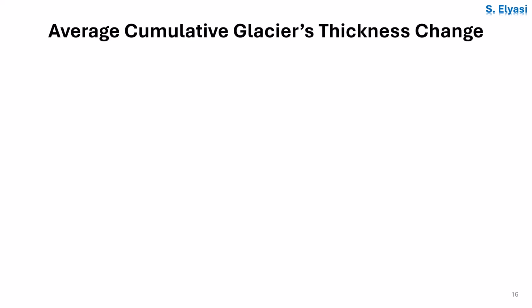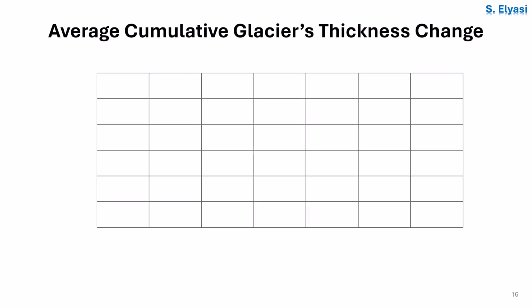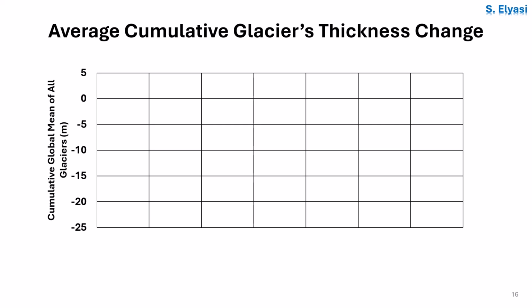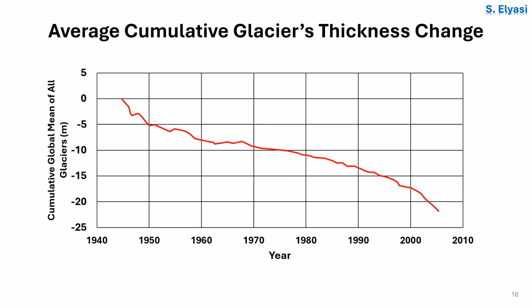About the thickness of natural glaciers. One key indicator of global warming is the thickness of glaciers worldwide. Let's take a closer look at the curve. The curve displays the average cumulative glacier thickness change over the period from 1940 to 2010, highlighting the trend in global glacier thickness during these 7 decades. The graph shows a clear and consistent decline in the average global mean of all glaciers, measured in meters.